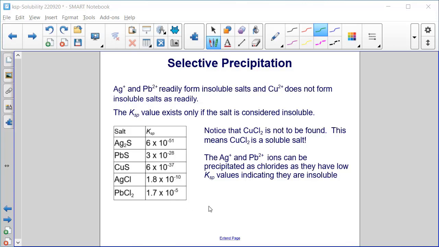The value exists only if the salt is insoluble, and we don't have one for copper 2 chloride, meaning that it is a soluble salt. So we can precipitate out the silver and lead 2+ ions as chlorides since they have low KSP values, indicating that they are insoluble.